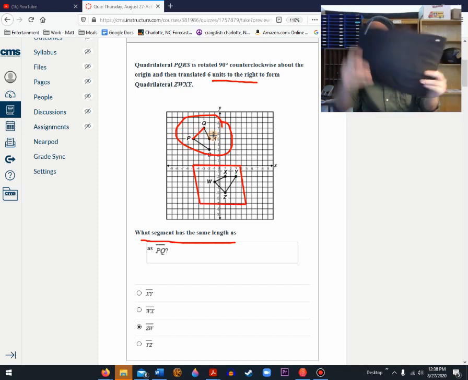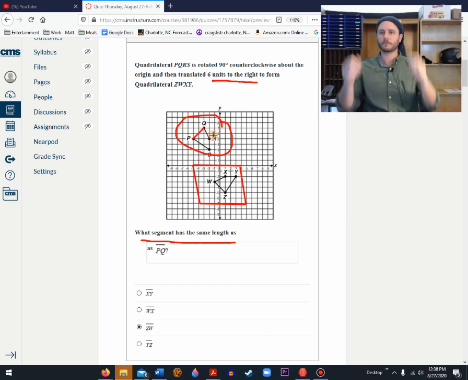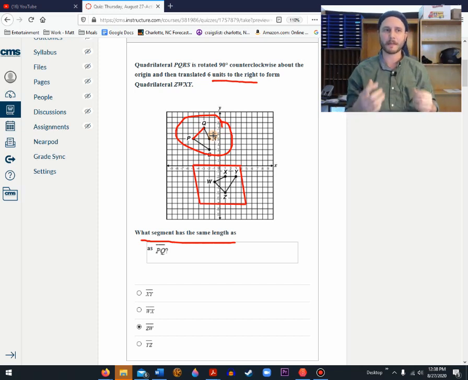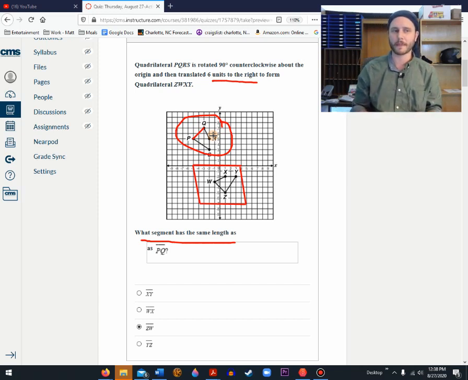Just take a book, turn it 90 degrees, just a quarter turn. Imagine that happening with that shape and imagine what points would line up with that. PQ is going to line up with WZ. That's what that shape is going to match up with.